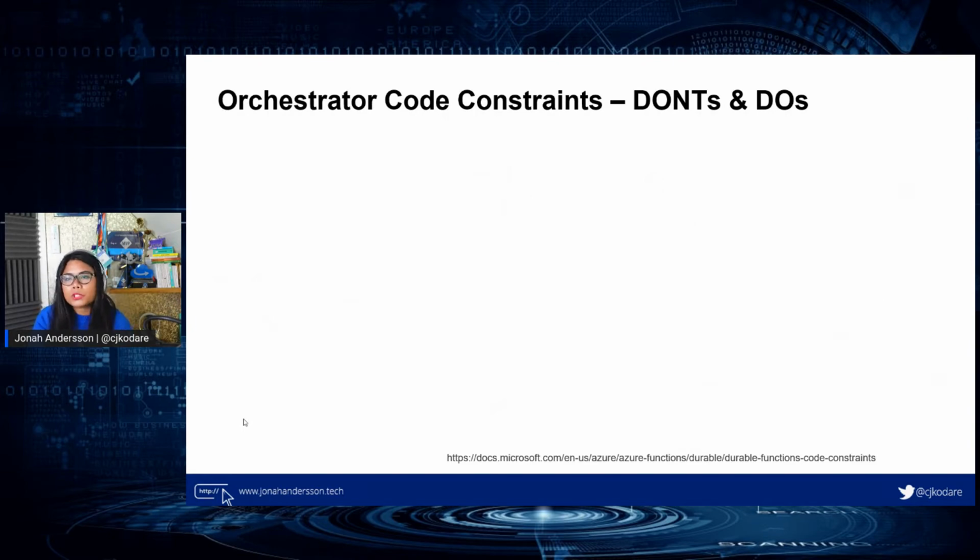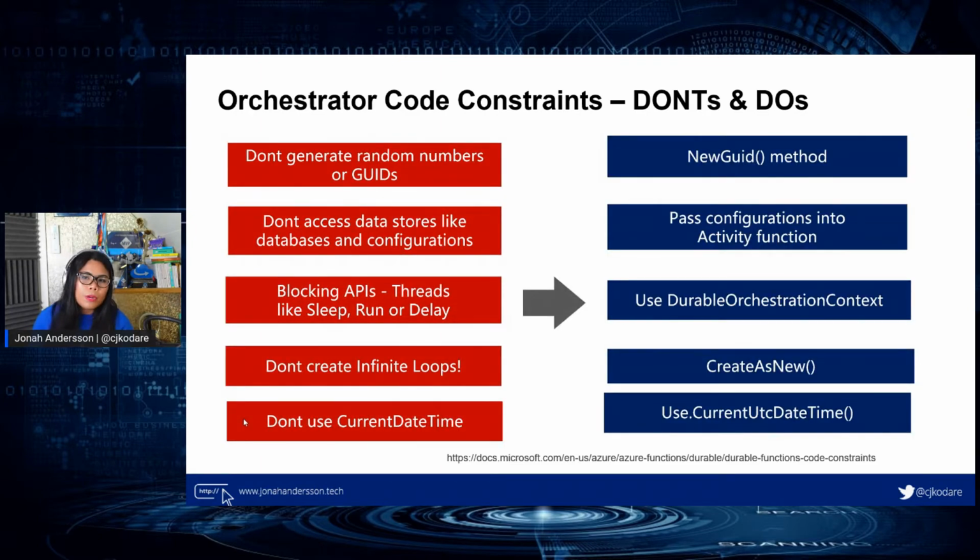So in terms of code constraints, there are actually do's and don'ts when you're authoring your durable functions. For example, one of the don'ts is generating random GUIDs or random numbers in your orchestrator functions, having threads, infinite loops, or putting your database configuration in the orchestrator. So what you can do instead, if you really need random numbers or a GUID, is use the new GUID method. This is different depending on the language that you're using, but it is possible to use instead. And if you really need your configuration, you can do it in your activity functions. I have that in a few examples that I will show you.